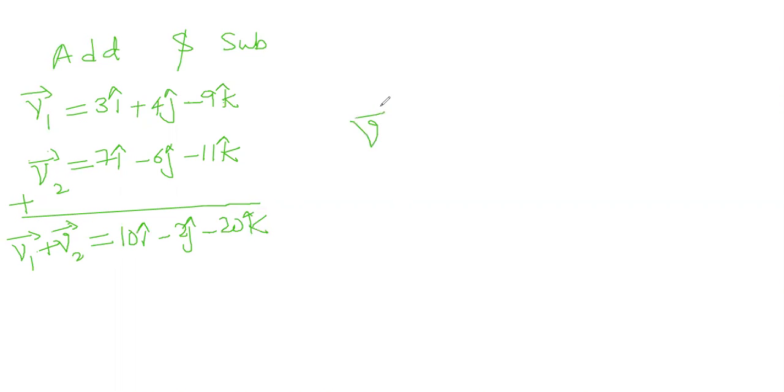Similarly, if I ask you to find v1 bar minus v2 bar, what would you do? Simply change the signs here. v2 will have its signs changed. Can you tell me the number without even writing them? 3 minus 7, how much? Minus 4i cap. Minus 2k cap. What is j cap? Plus 10 j cap. Yes. And the k cap will be plus 2k cap. That would be A bar minus B bar.